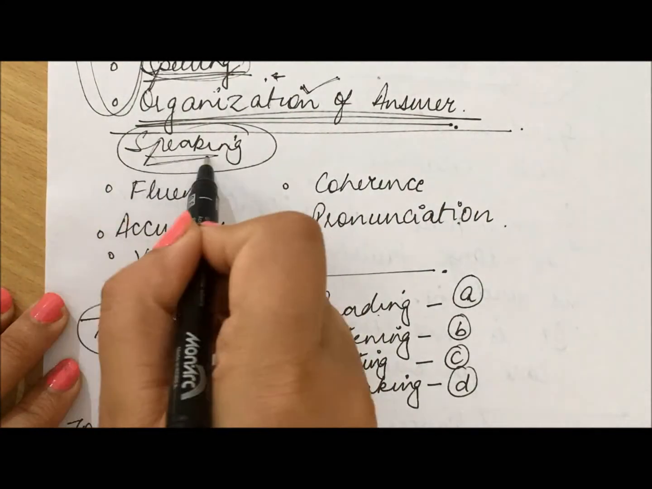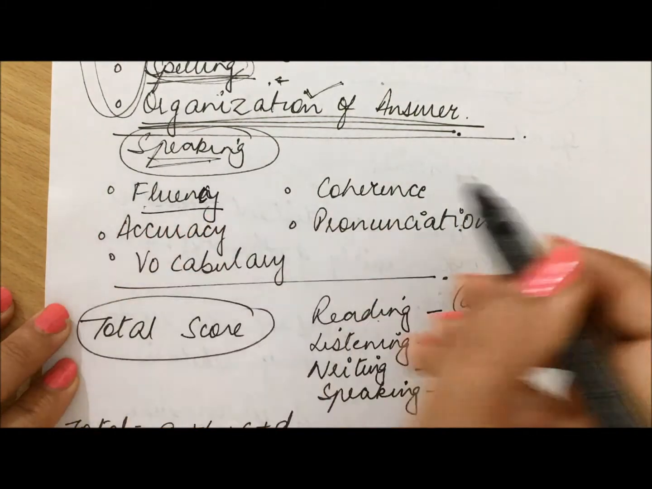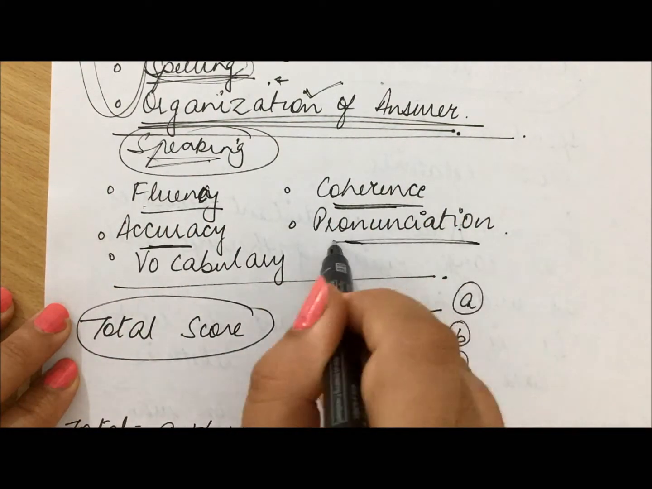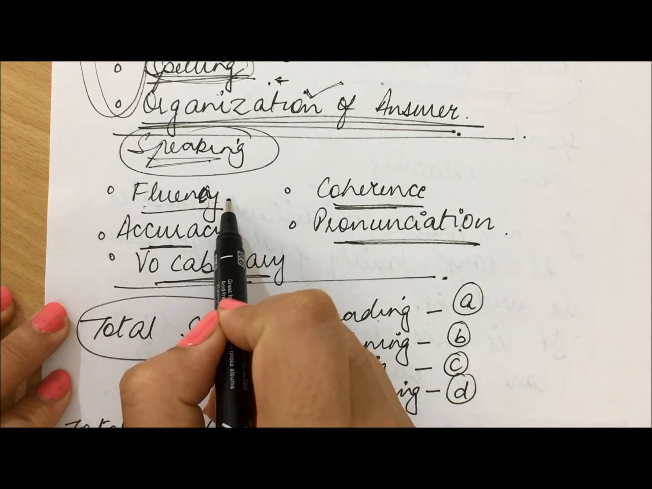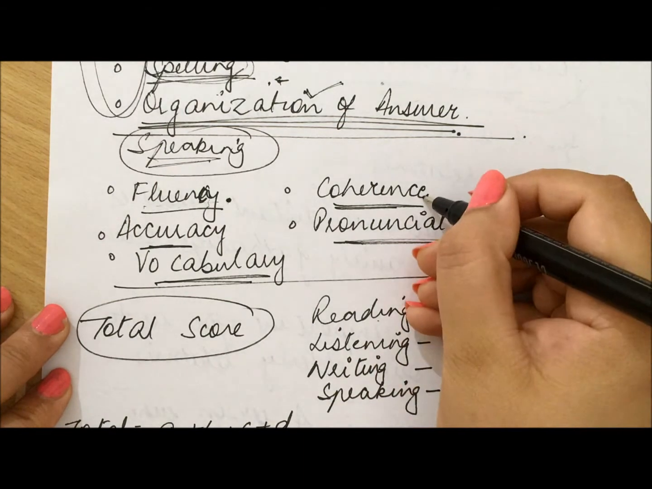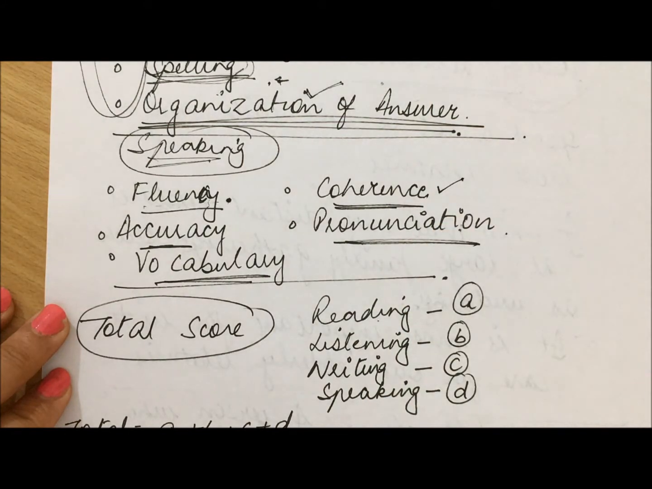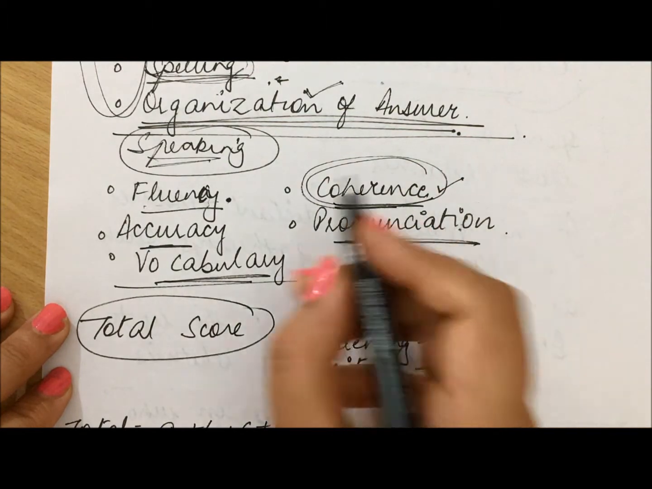Coming next to speaking. In speaking, you are marked on your fluency, okay, your coherence, accuracy, pronunciation, and vocabulary. Fluency means how smoothly you can talk without breaking your sentences, without thinking too much about what word you should be using. That shows your fluency. Coherence is logic. Does your answer sound logical, or are you just beating about the bush? So you don't beat about the bush, you don't give vague answers. You have to be coherent, logical while giving your answer.